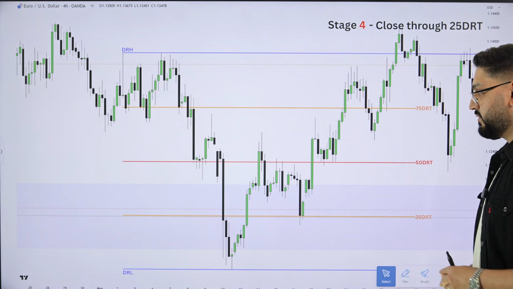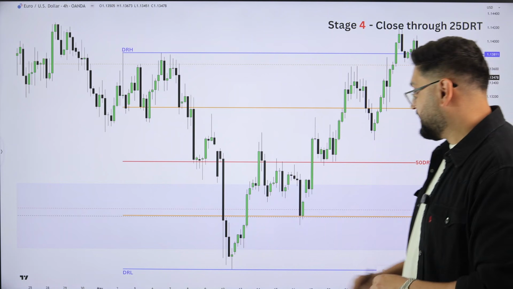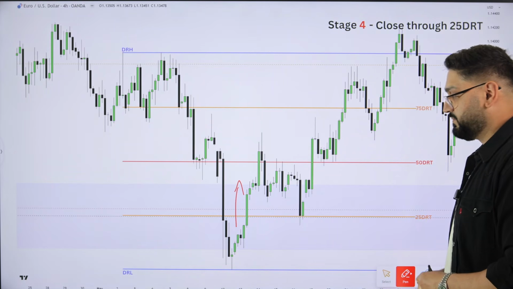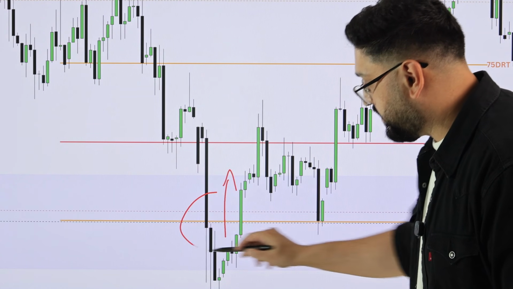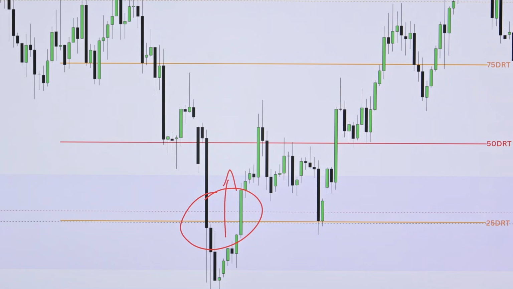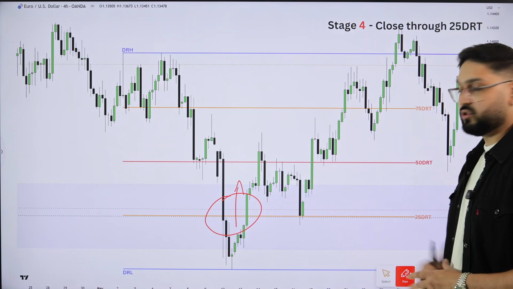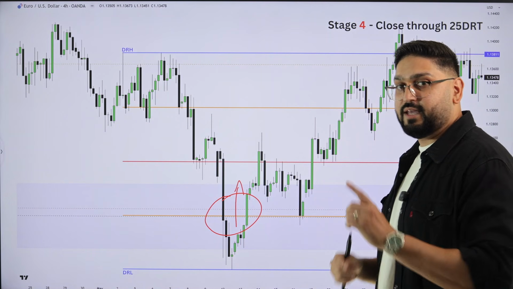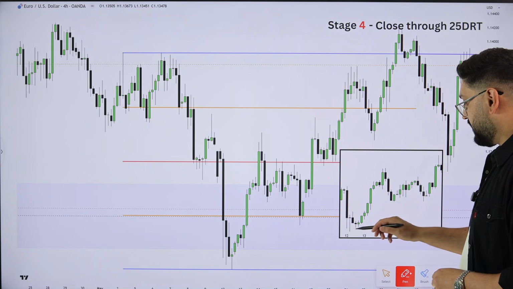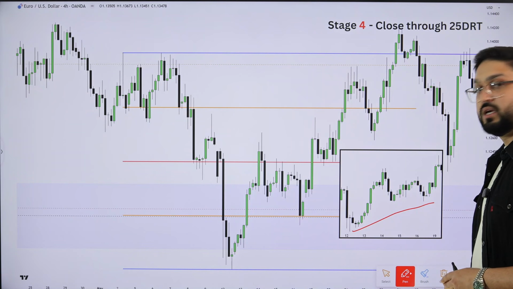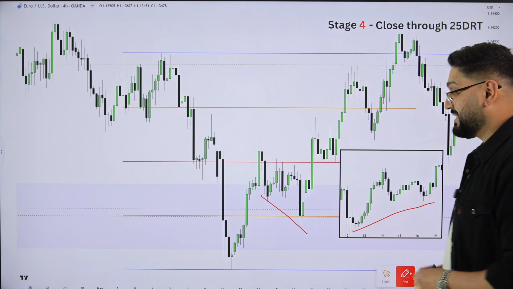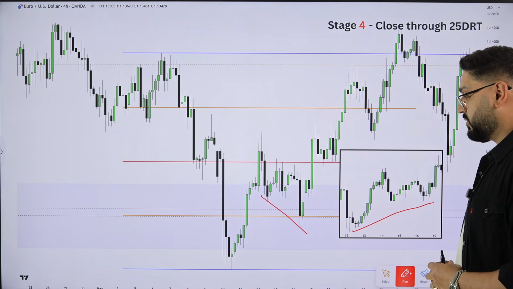When we grade this dealing range, note our stage 4 close through our 25 DRT level. Also note this area. We close above the higher time frame 50 DRT level and the consequent encroachment of that daily fair value gap. At the same time, we're seeing the British pound fail to make a lower low, whereas here on the euro dollar, we can see a clear lower low being formed.